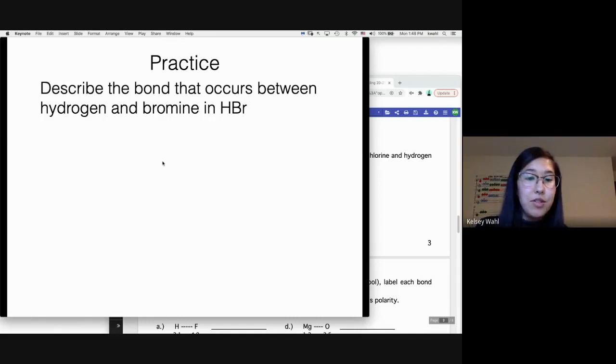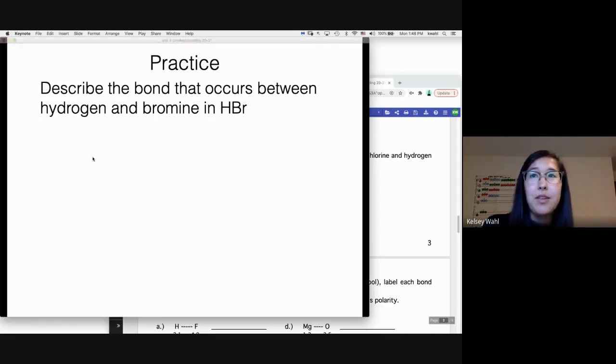The reason I want to do this together is because this question sounds really simple, but we're actually going to use everything we know from Unit 1, Unit 2, and Unit 4 to answer this question. So we want to be able to describe and show what this bond looks like. And to do that, we actually have to go all the way back to Unit 1, where we learned how to do orbital diagrams.